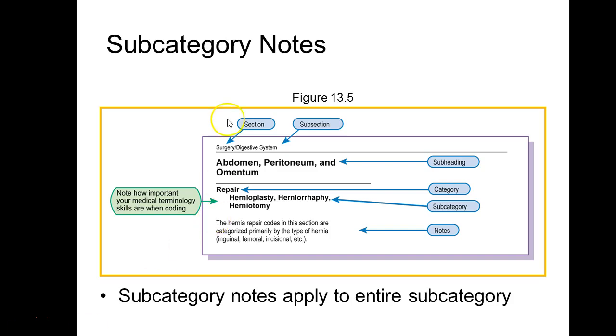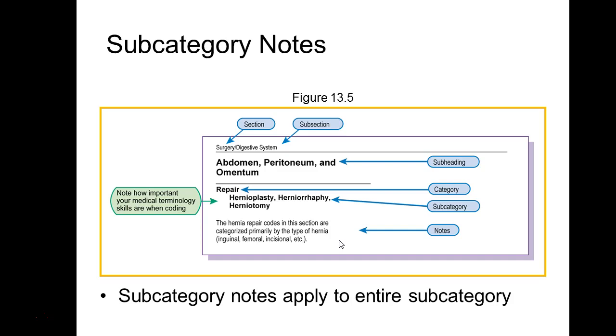Now again, this is how we know where we are. So again, at the top of the page, it says surgery. This one says digestive system. In this case, the subheading is the abdomen, peritoneum, and omentum. The category is repair. The subcategory is hernioplasty, herniorrhaphy, herniotomy, and the notes are underneath.